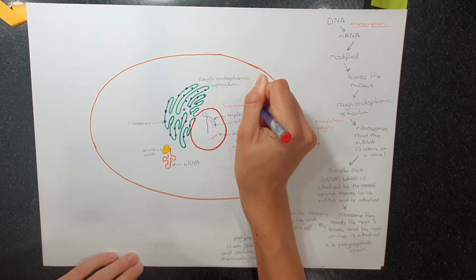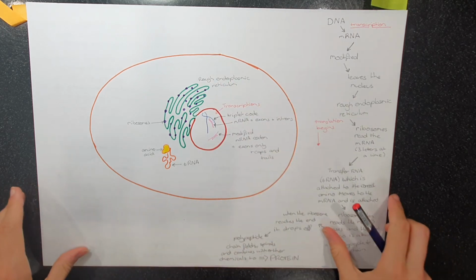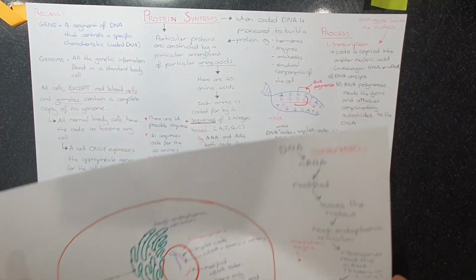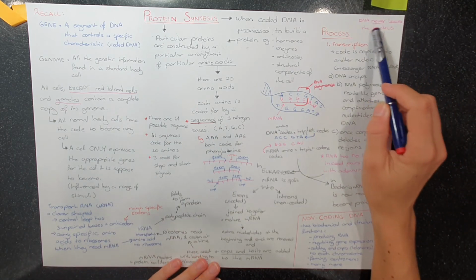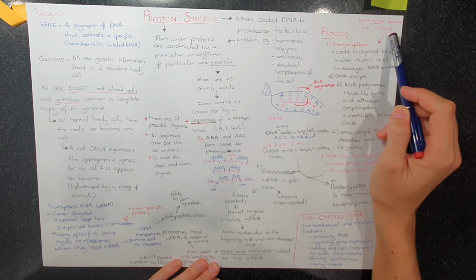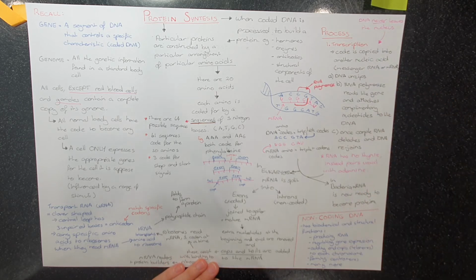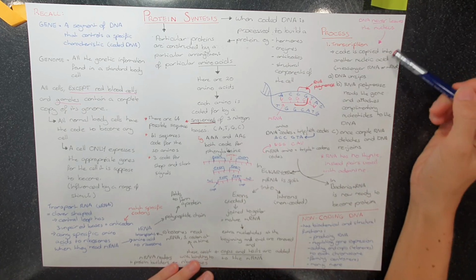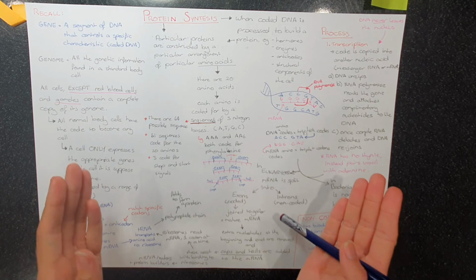Transcription occurs inside of the nucleus. It's key to note that DNA never ever leaves the nucleus. The mRNA does, but the DNA doesn't, so only copies do. In the process of transcription, the DNA actually unzips and separates, similar to DNA replication.